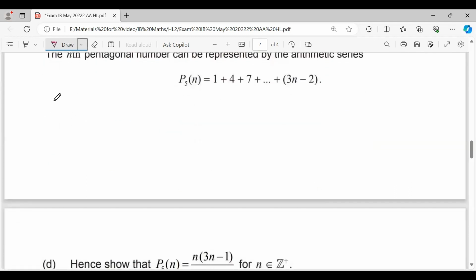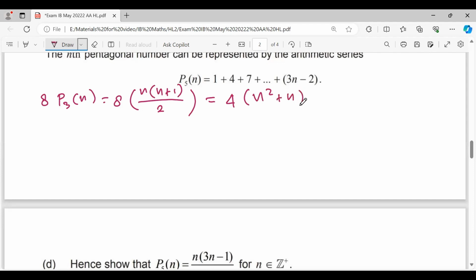So 8p3n equals 8 times n times n plus 1 over 2, equals 4 times n squared plus n, and that will be 4n squared plus 4n. Factorize to 2n plus 1 squared. Okay.